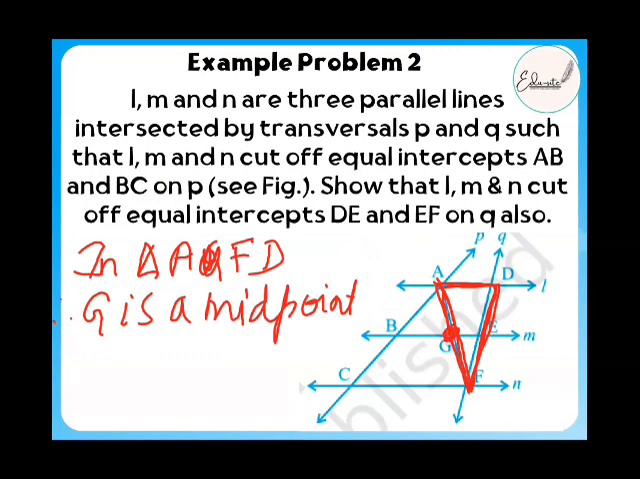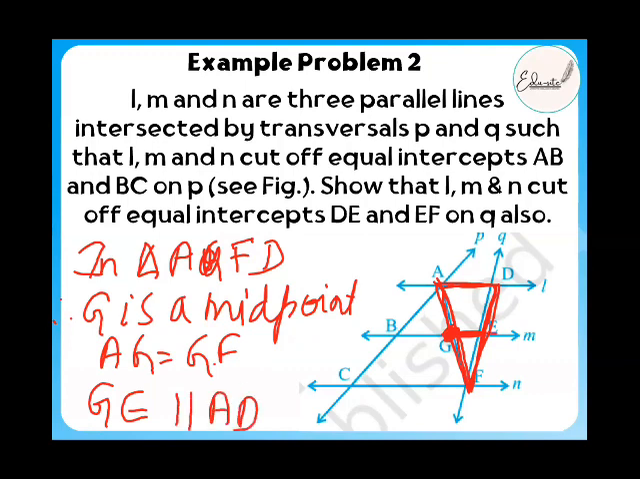If G is a midpoint, then which and which are equal? AG is equal to GF, right? If AG is equal to GF and G is a midpoint, then we can apply the midpoint theorem. Through the midpoint theorem, GE is parallel to AD. Is it right or wrong? This GE is parallel to AD by the midpoint theorem.